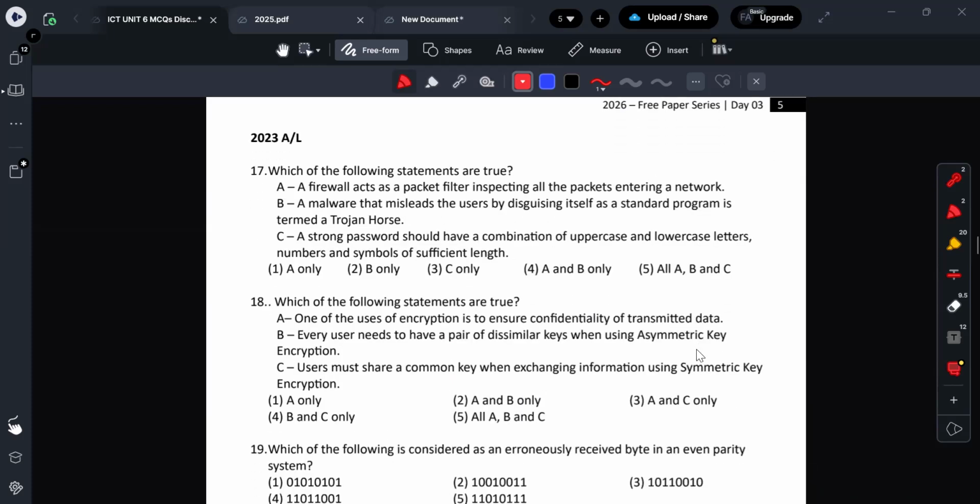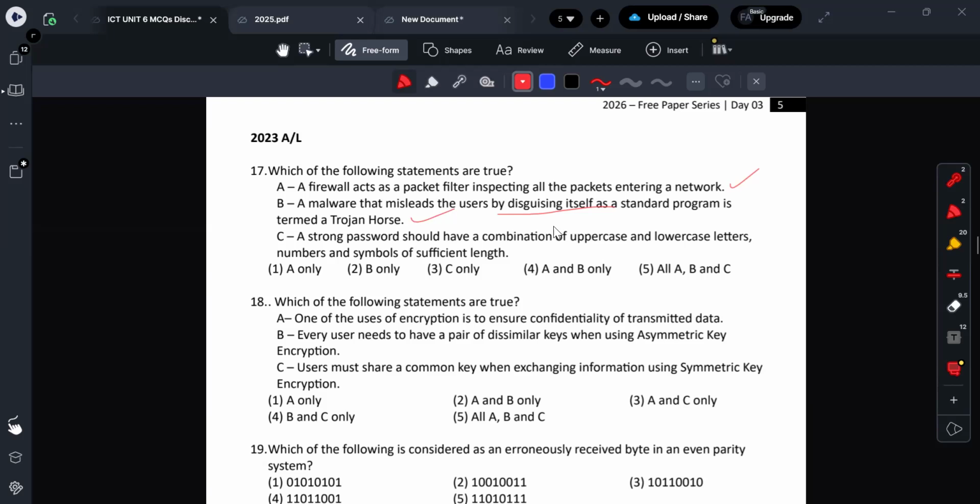And another part is the malware topic, which you need to study first. Trojan horse. At first we studied it in unit 2 and then again in unit 6. Right? So a firewall acts as a packet filter inspecting all packets entering a network. I said earlier it is true. Why? Because this is a primary function of a network firewall, acting as a packet filter. A malware that misleads the user by disguising itself as a standard program is termed a Trojan horse. Yes, you know that a Trojan horse appears like a trustworthy program to trick users into installing it, right? So yes.